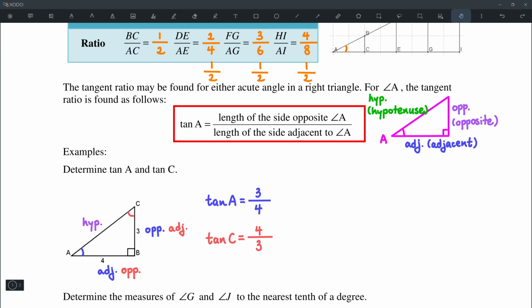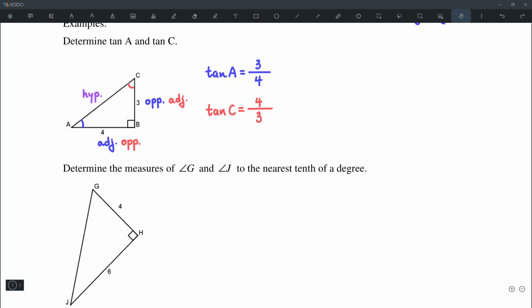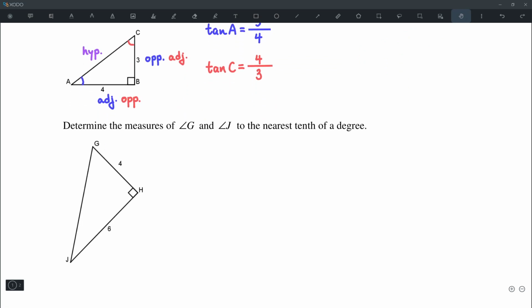Okay. What makes the trigonometric ratio useful is that along with a calculator, we can actually find these angles. So let's look at a second example. We have triangle GHJ here. We're going to find the measure of angle G and angle J, given that angle H is the right angle.